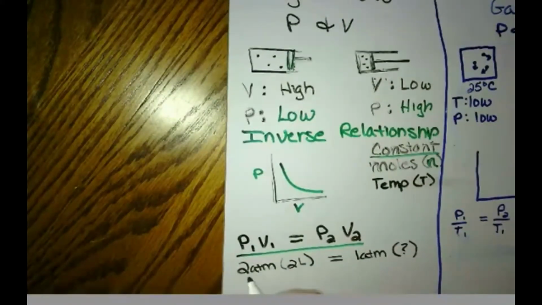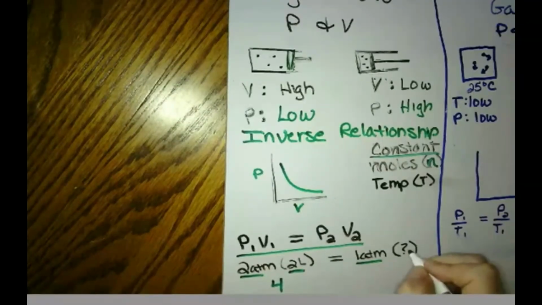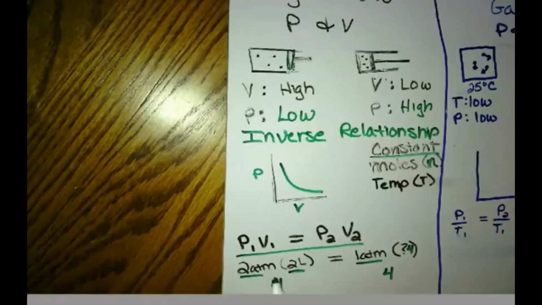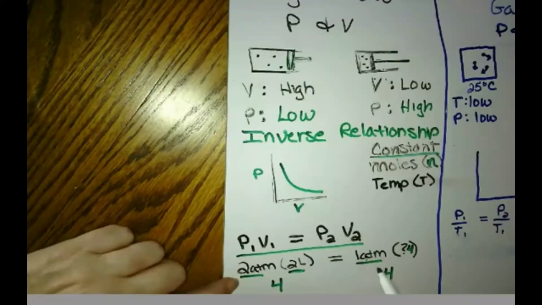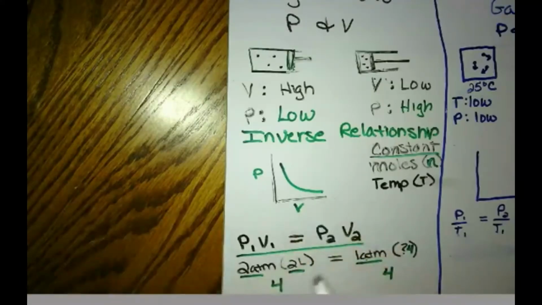So let's say that I had 2 atmospheres of pressure and it was in a 2-liter container. And my pressure goes down to 1 atmosphere. Why did my pressure drop? Well, this would equal 4 on this side. So this would have to be a 4 to equal 4 on this side. Notice when my pressure went down, my volume went up. Okay, right now I just wanted to show you the math and why it is opposite.